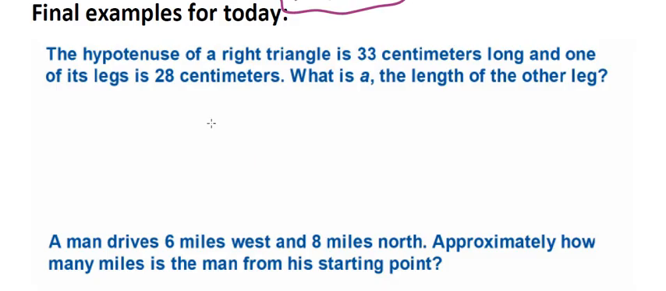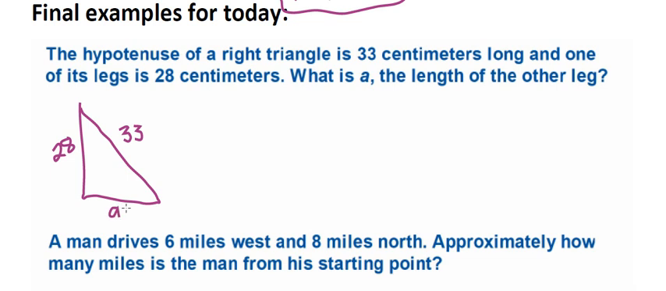So it is telling us the hypotenuse of a right triangle is 33 centimeters long and one of its legs is 28. It says, what is A, the length of the other leg? So let's draw this triangle here, and it says the hypotenuse of it is 33 centimeters long. So that's right there. And it tells us that one of the legs is 28. Now remember, it doesn't matter which leg, because it doesn't matter which one's A, which one's B. So one of the legs is 28. Let's make it that one. And it wants to know what's the length of the other leg.